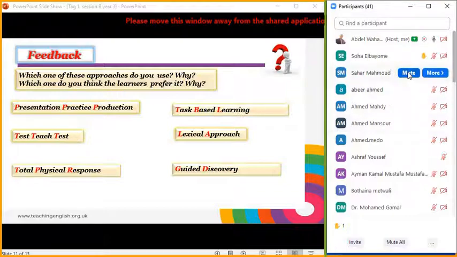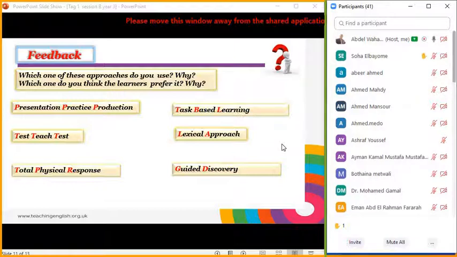Okay, thank you, Ms. Sahar. Thank you so much. I agree with all of you. It depends on the learners and the tasks, but I like Ms. Sahar's preference for some different approaches.